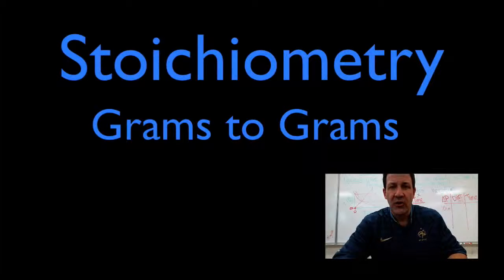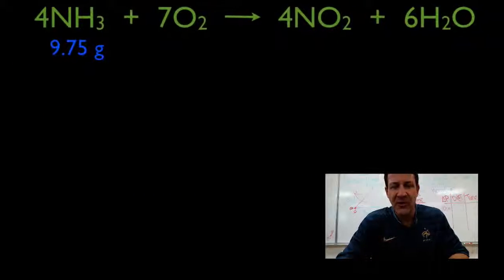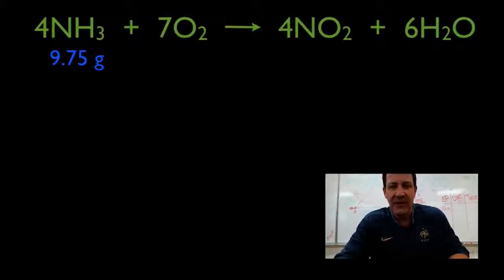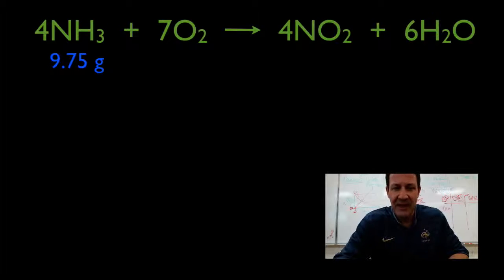Okay, in today's video, we're going to go over everybody's favorite chemistry topic, stoichiometry. I call this grams to grams, because we're going to start with the grams of one of the compounds in our chemical equation, and we want to find the number of grams that we're going to need to react that mass and the mass of each of the products.